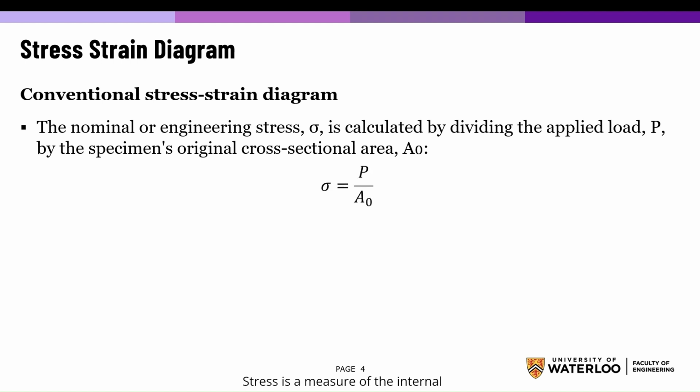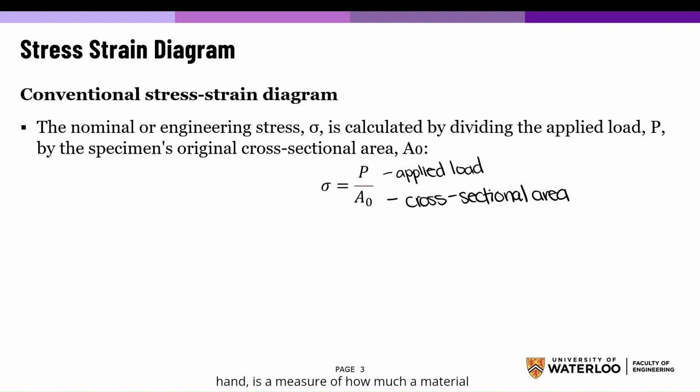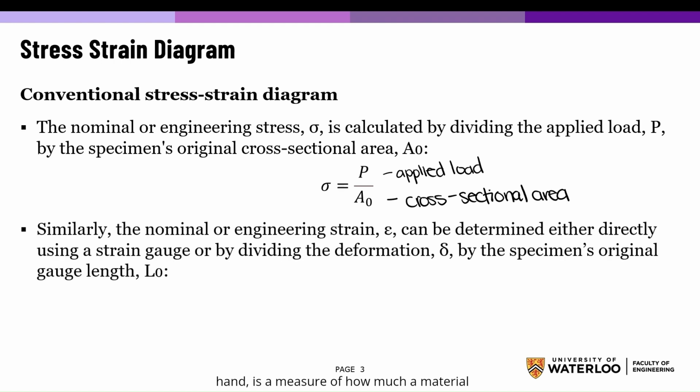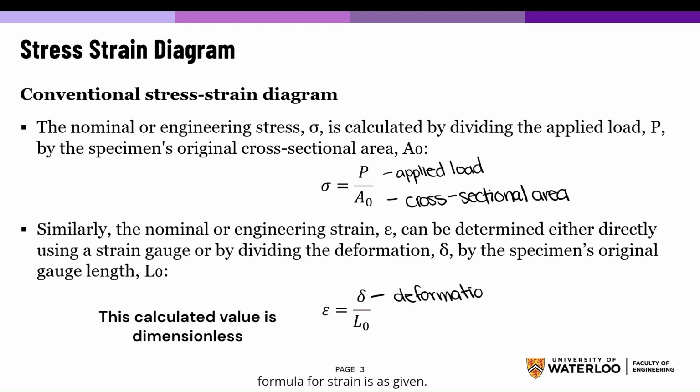Stress is a measure of the internal resistance of a material to deformation when subjected to an external force. It's calculated by dividing the applied load by the original cross-sectional area of the material. Strain, on the other hand, is a measure of how much a material deforms under stress. It is calculated by dividing the deformation by the original gauge length of the material. The formula for strain is as given. Unlike stress, strain is a dimensionless quantity.